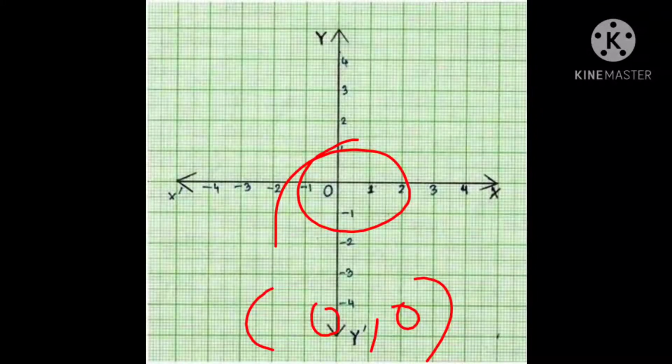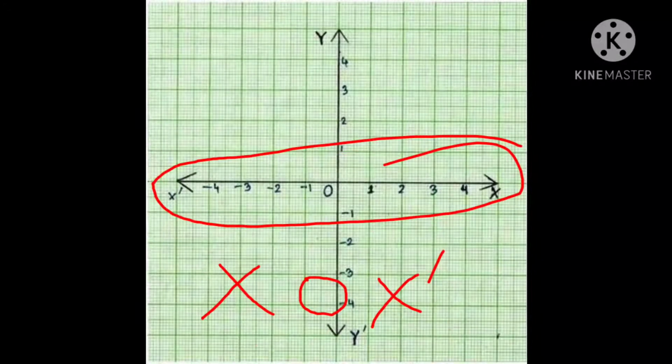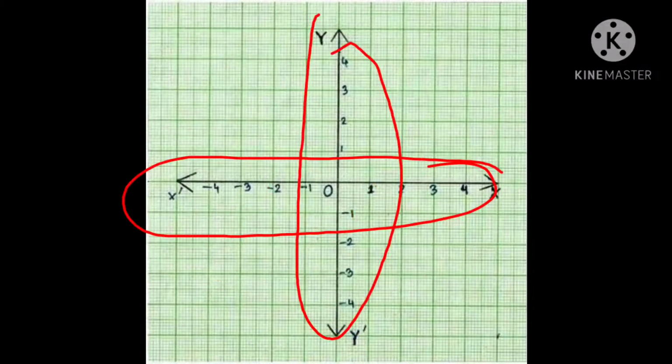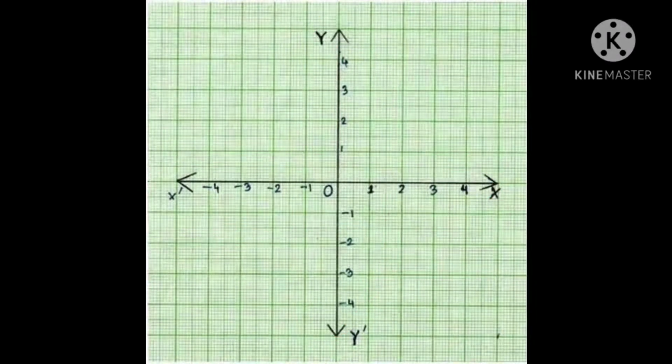The origin is written as 0, 0. See the figure. The horizontal line X dash X is called the x-axis, and the vertical line Y dash Y is called the y-axis. So the vertical line is the y-axis and the horizontal line is the x-axis. Both the axes are called coordinate axes. The plane containing the x-axis and the y-axis is known as the coordinate plane or the Cartesian plane.